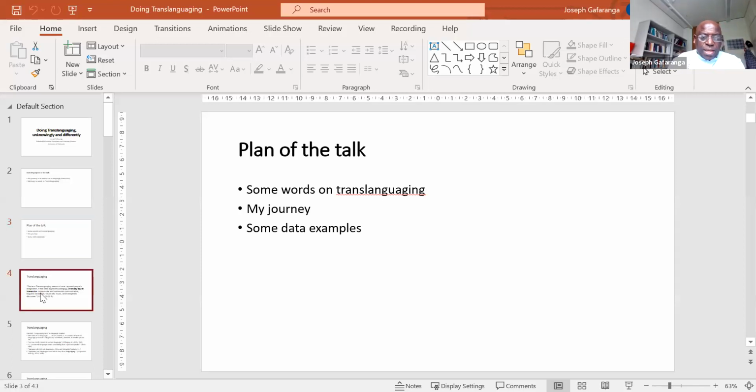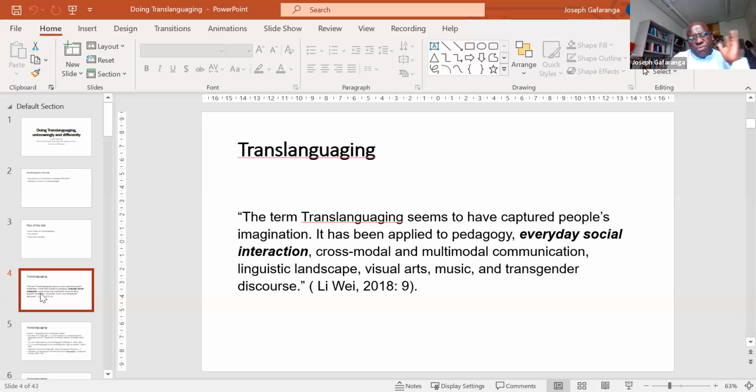Now, the notion of translanguaging, I don't have to go over its history, comes from Welsh bilingualism or bilingual education. And the term itself really was proposed by Colin Baker. But it's been popularized through the work of Garcia, who basically took it from the local context of Wales and internationalized it. And from there, it's gone kind of viral, to use the current terminology. And you have Leeway saying that it is used in all kinds of disciplines. And I've highlighted everyday social interaction as what we are going to be concerned with today.